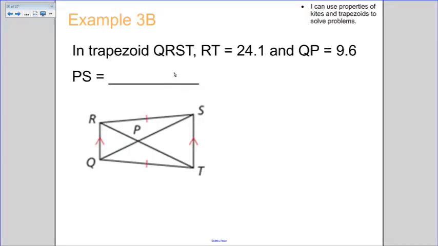Here I have trapezoid QRST. I know that RT, the diagonal there, right here, is 24.1, and QP is 9.6. Notice also this is an isosceles trapezoid. Both the legs are congruent. So in an isosceles trapezoid, the diagonals are congruent. So I know that RT is congruent to QS. Okay? So if QP equals 9.6, that means RP, this is also 9.6.